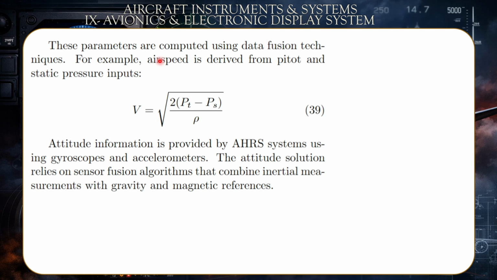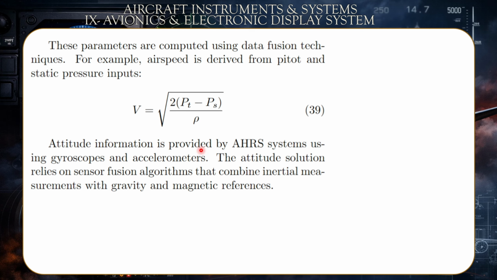Now, these parameters are computed using data fusion techniques. For example, airspeed is derived from the pitot static pressure inputs, and this is how we measure the airspeed. We've seen that formula, I believe, before. V is equal to square root of 2 times the total pressure minus static pressure, divided by rho.